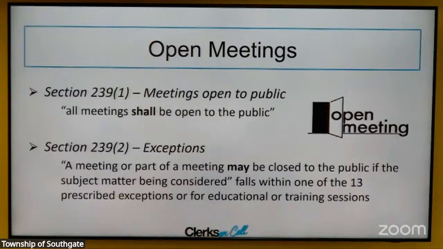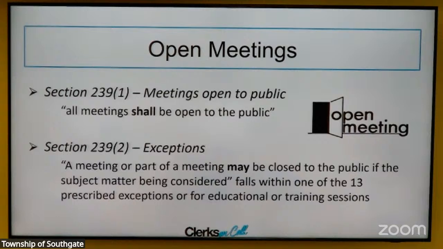Holding open meetings is one of the best ways that council can demonstrate transparency, which is why Section 239, subsection 1 of the Municipal Act requires that all meetings of council, local boards, and committees are to be open to the public. Open meetings allow residents to understand how and why a council made a decision or approved or adopted a resolution or bylaw. However, Section 239, subsection 2 states that a meeting can be closed to the public if it satisfies one of the prescribed conditions and council follows the prescribed process to close that meeting.